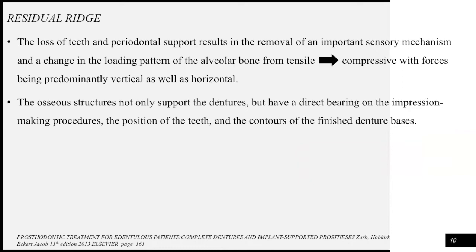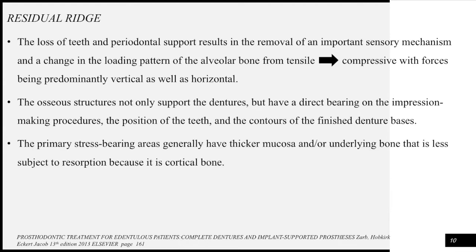Residual ridges. The loss of teeth and periodontal support results in the removal of an important sensory mechanism, and there is a change in the loading pattern of the alveolar bone from tensile to compressive, with forces being predominantly vertical as well as horizontal. Now, the osseous structure not only supports the denture, but has a direct bearing on the impression-making procedures, position, and contours of the finished denture bases.